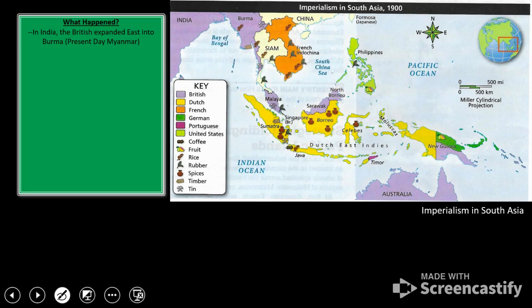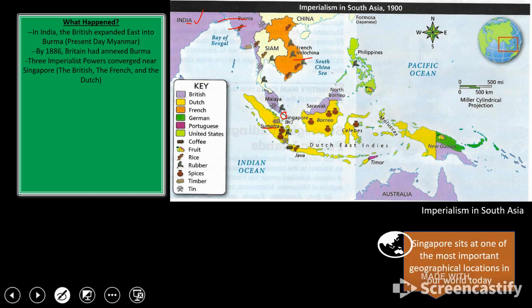So what happened? The British, we saw in an earlier section, were in India. They would expand into Burma, present-day Myanmar. And by 1886, Britain had annexed Burma and added it onto its colony in India as well. And we see here we have three different imperialist powers converged near Singapore. The British, the French, and the Dutch will colonize most of Indonesia at this time.